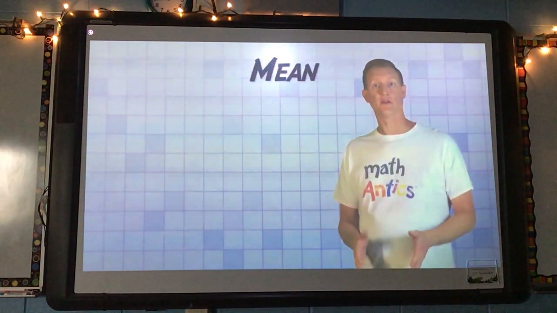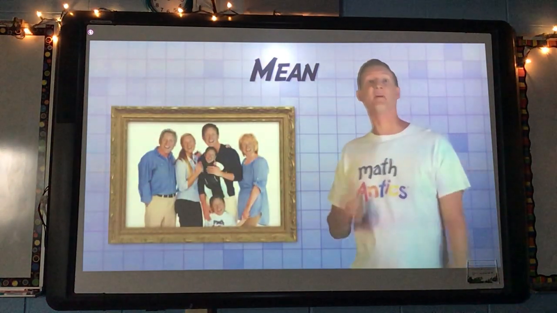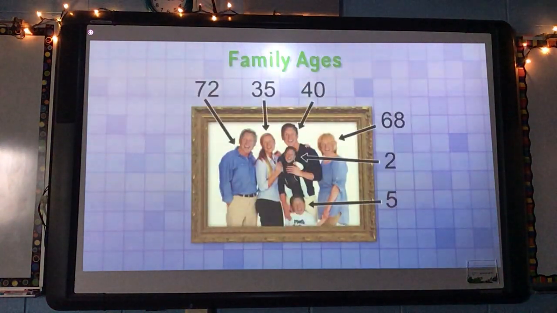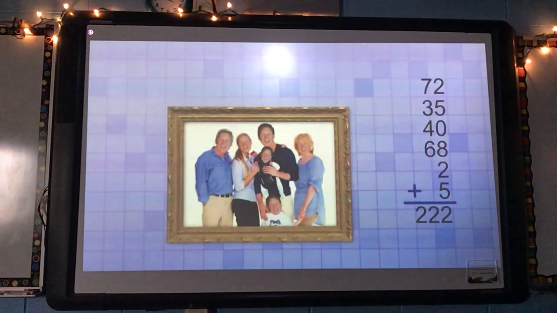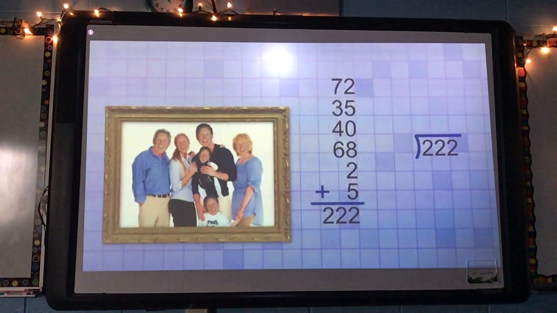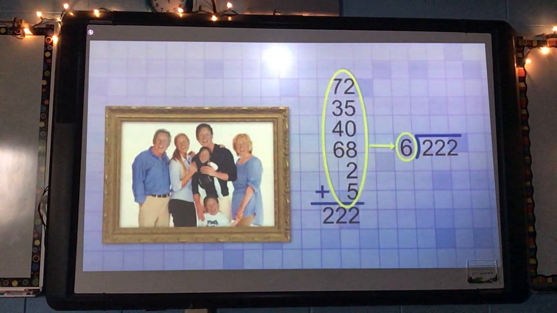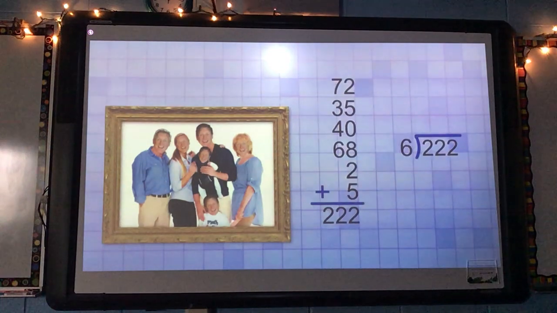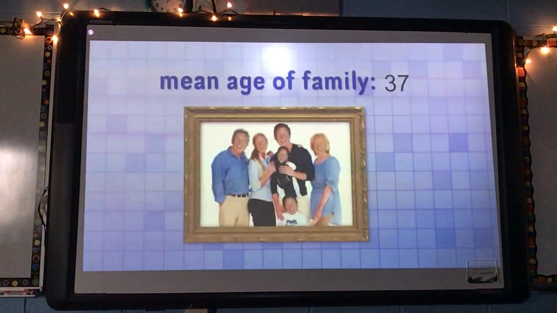Let's use that procedure to find the mean age of the members of this fine-looking family here. If we add them all up using a calculator, or by hand if you'd like, the total of the ages is 222 years. But then, we need to divide that total by the number of ages we added, which is 6. 222 divided by 6 is 37. So that's the mean age of all the members in this family.